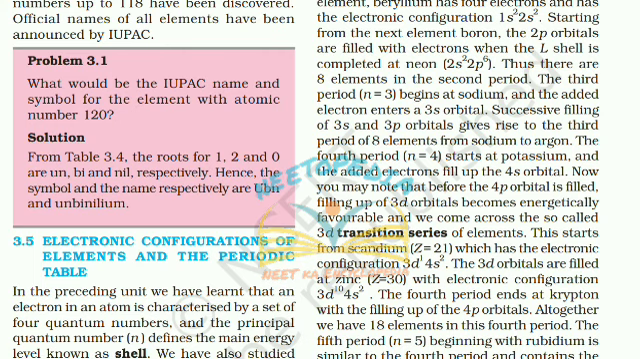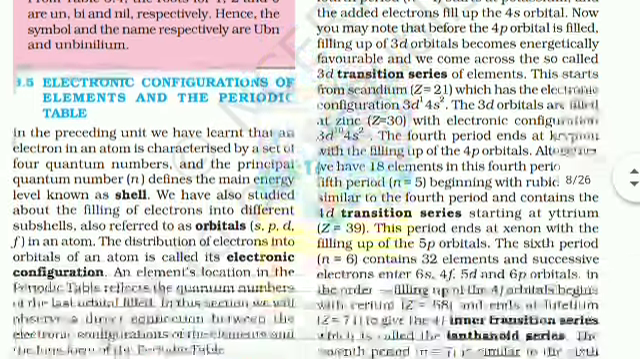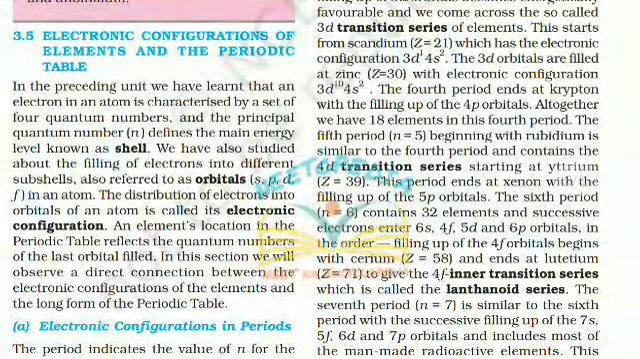This starts from scandium, which has electronic configuration 3d1 4s2, and the 3d orbitals are filled at zinc with electronic configuration 3d10 4s2. The fourth period ends at krypton with the filling up of 4p orbitals. Altogether, we have 18 elements in this fourth period.